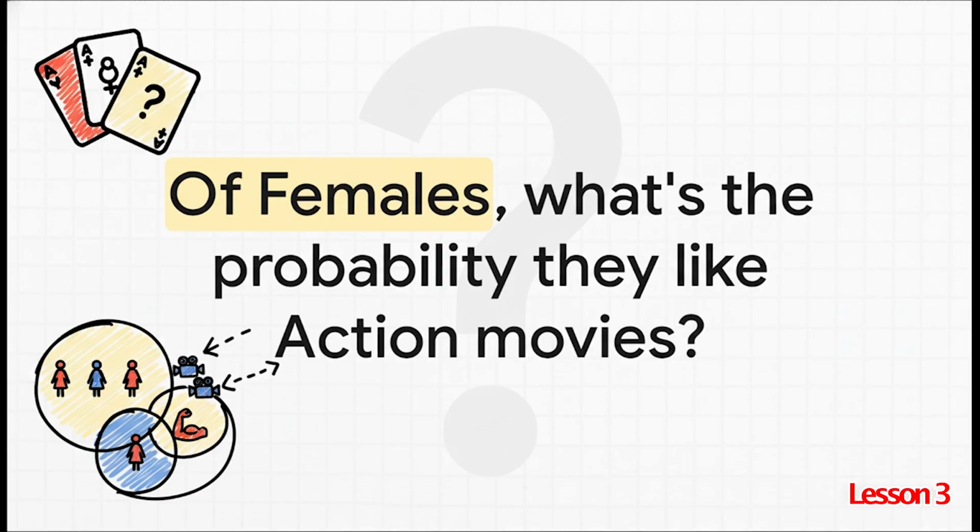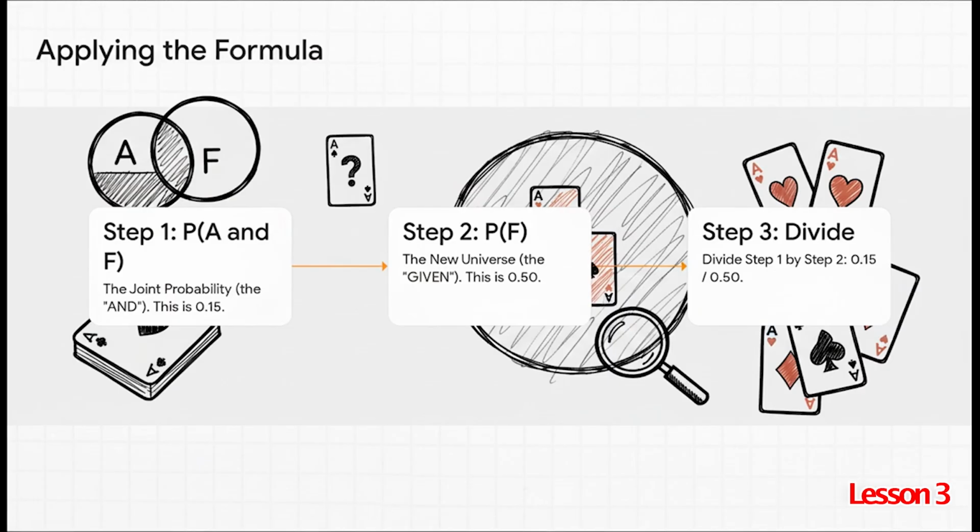So here's the question. Of females, or given it's a female, what's the probability they like action movies? So our universe has shrunk once again. We're down to only talking about the females. So what is the probability of A, action, and F, female? 15%. That's the joint probability. The given part, the given probability is female, so that's 50% or 0.5.